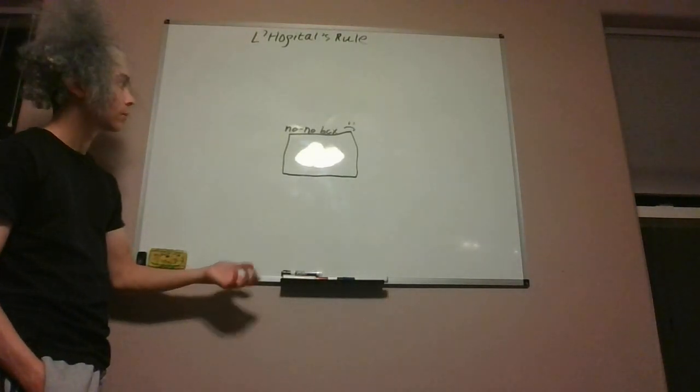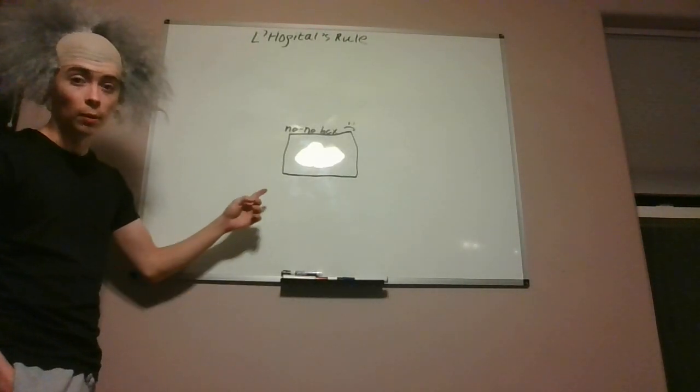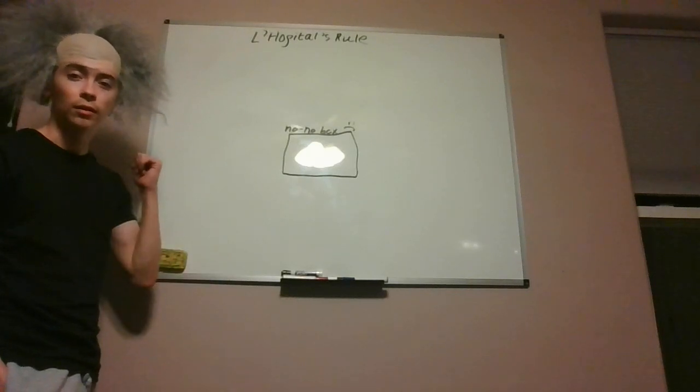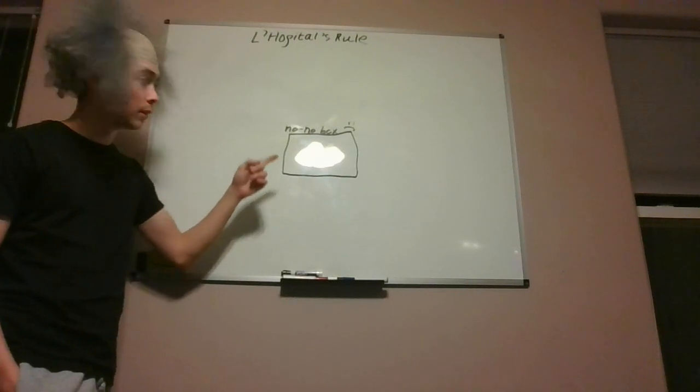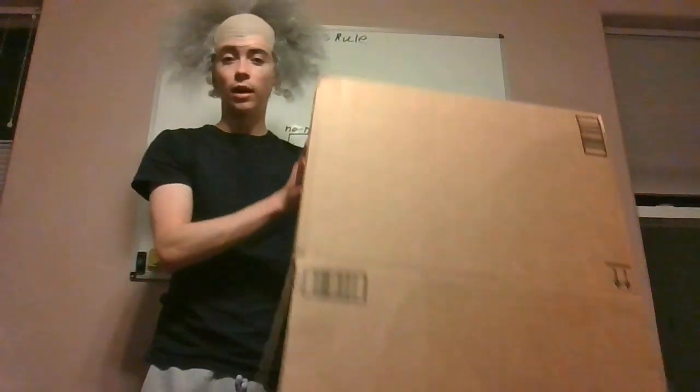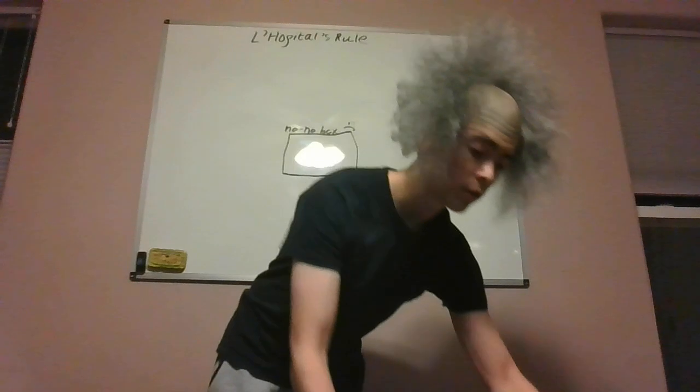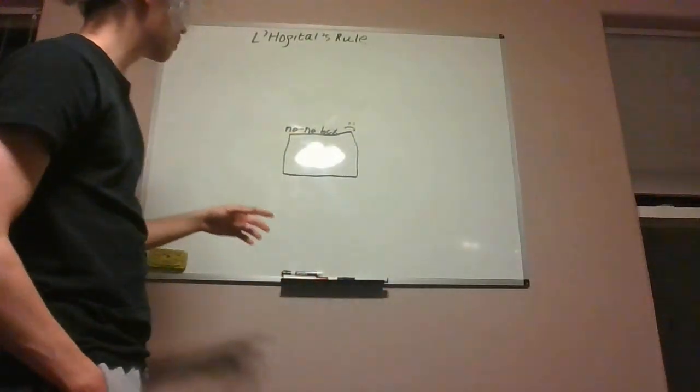So let's begin. This is the no-no box, because I have the light on, it's dark outside. I have to remind myself, don't draw in there, you guys can't see what's in there. So that's the no-no box. This is an Amazon box. Anyways, let's continue.